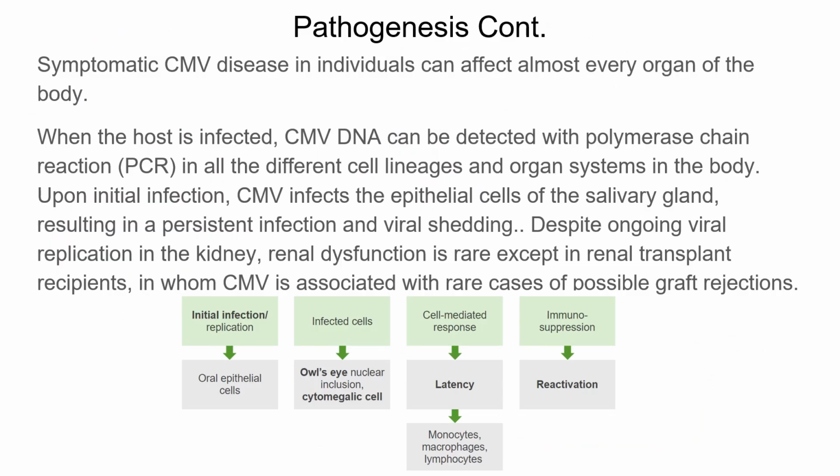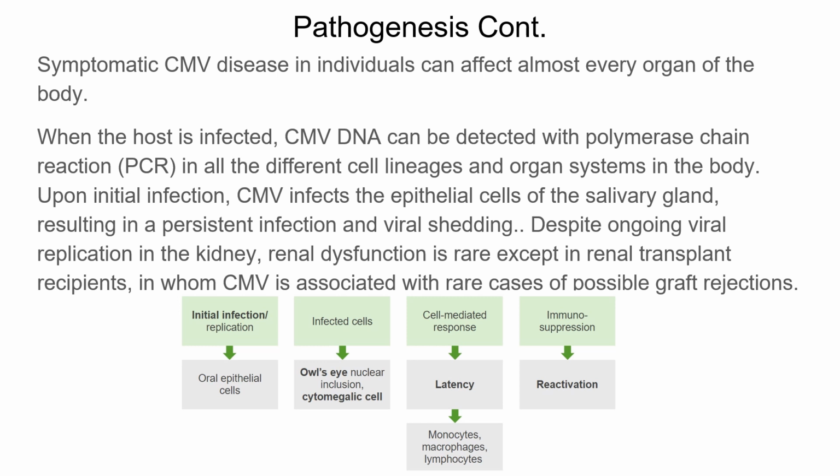Symptomatic CMV disease in individuals can affect almost every organ in the body. When the host is infected, CMV DNA can be detected with polymerase chain reaction, or PCR, in all of the different lineages of organ systems in the body.